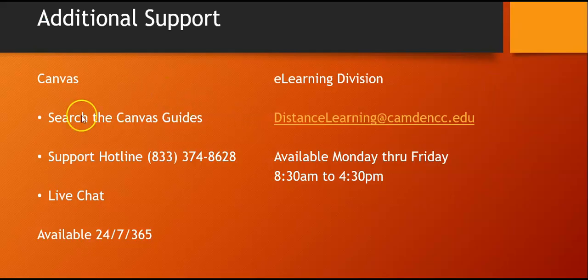If you need support from Canvas, you can always click the question mark in the lower left-hand corner of your Canvas screen to access the help menu. And you can also contact us at the e-learning division at distancelearning@camdencc.edu.